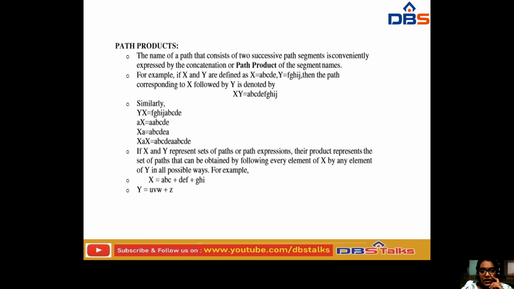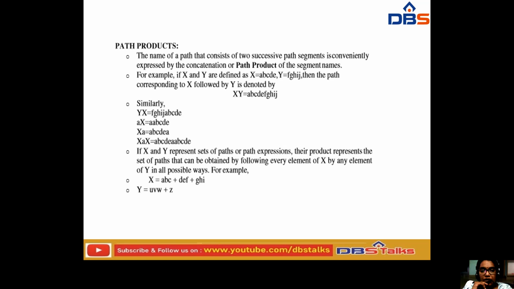So from this, for example, if x, y are defined as x is equal to abcde and y is equal to fghij, then the path corresponding to x followed by y is denoted by abcdefghij, just like that. Similarly, yx is equal to fghijabcde, ax is equal to abcde, xa is equal to abcdea, just like that.